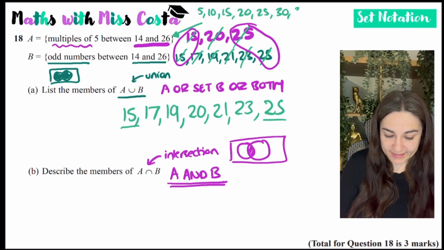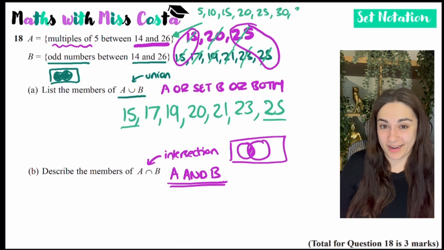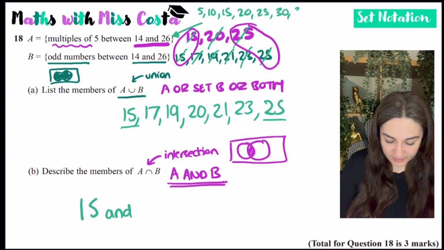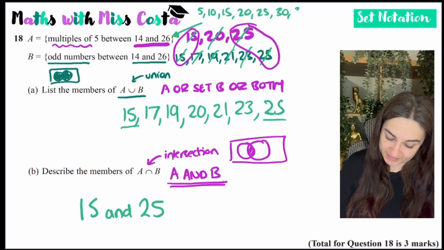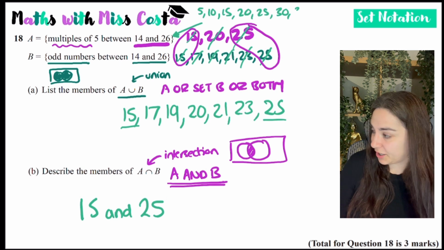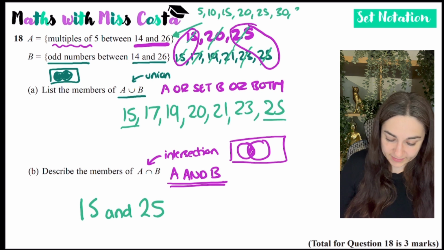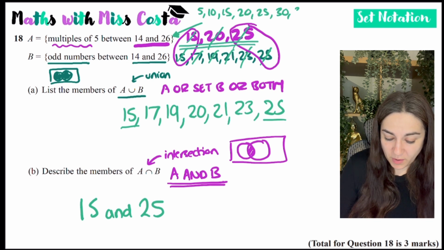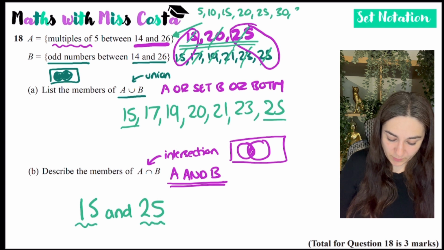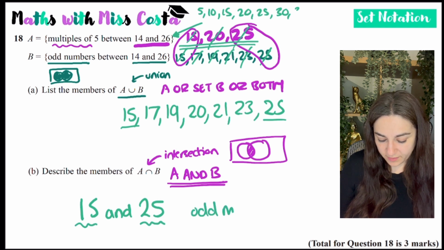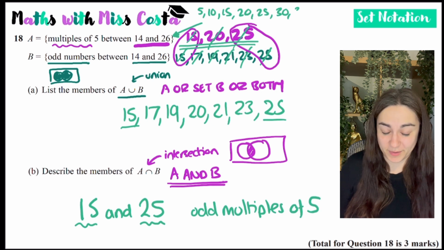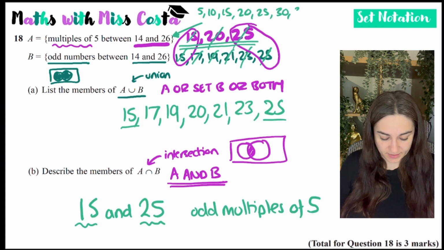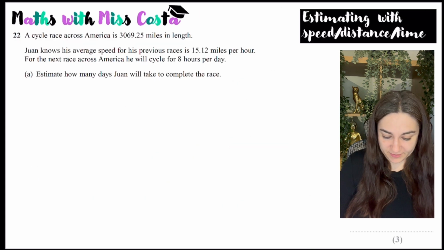So using this, I've already circled actually the ones that are in A and B, and that would be 15 and 25. And it says describe the members of A and B. So what are these? Well, set A is the multiples, so any old multiple, whereas these ones are the odd multiples of 5. That's quite a tricky one that they're asking you to describe, and notice that. Okay, so let's get back to the rest of the questions.